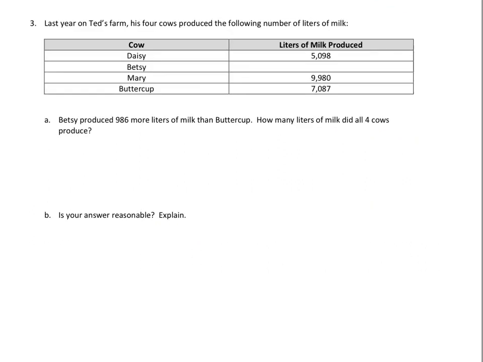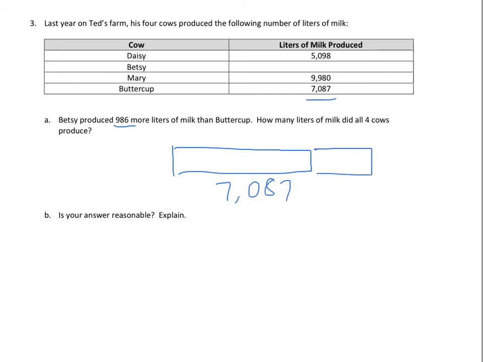So here, this is a multi-step problem, so students first have to figure out how much the cow Betsy produced, and then how many all four did. So I'm going to show you how I would do the tape diagram for Betsy. So we know Betsy is 986 more than Buttercup. So to show Betsy's total, we're going to show Buttercup's 7,087 plus the 986 more that Betsy produced.